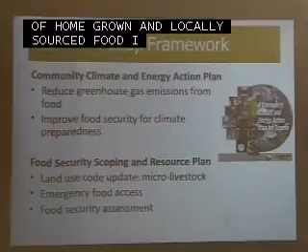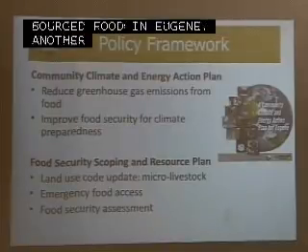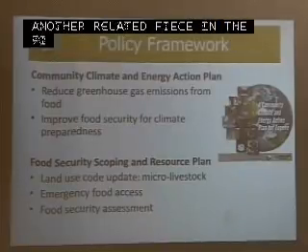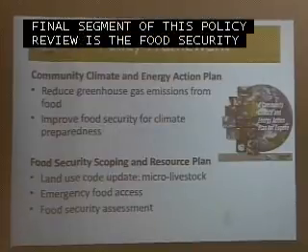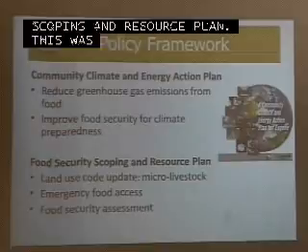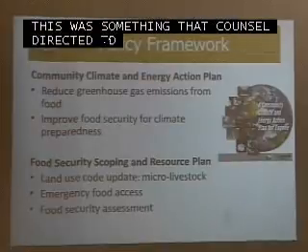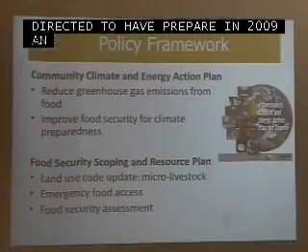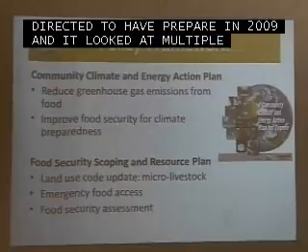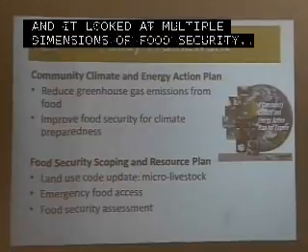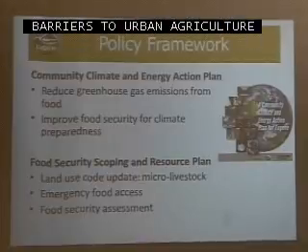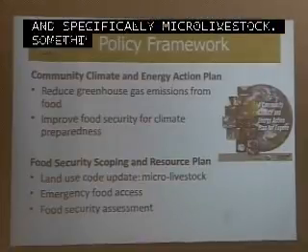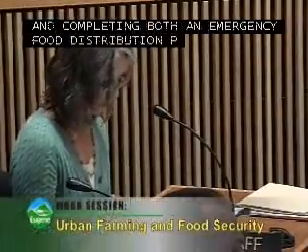Another related piece and the final segment of this policy review is the Food Security Scoping and Resource Plan. This was something that Council directed staff to prepare in 2009, and it looks at multiple dimensions of food security. It called for addressing the barriers to urban agriculture and specifically micro-livestock, something that you have since worked on. And completing both an emergency food distribution plan and developing a full community food security assessment.